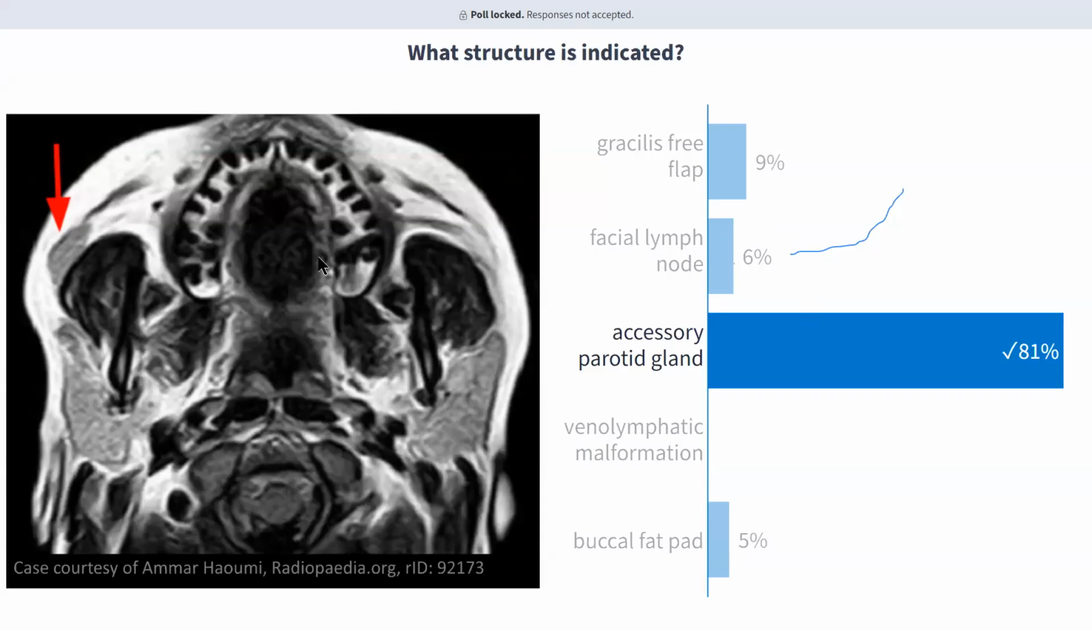Facial lymph nodes would be more reniform, and the signal characteristics would be slightly different. Gracilis free flap would be used for facial reanimation in patients who have facial paralysis. It would be perhaps somewhere in the vicinity of this, but it would have muscle signal intensity, which on this image would be darker than the parotid gland. And then buccal fat, of course, would be fat signal intensity, like subcutaneous fat.